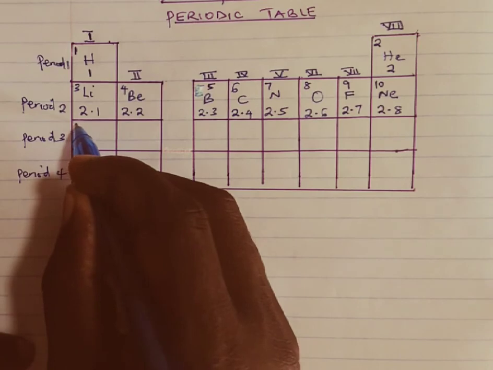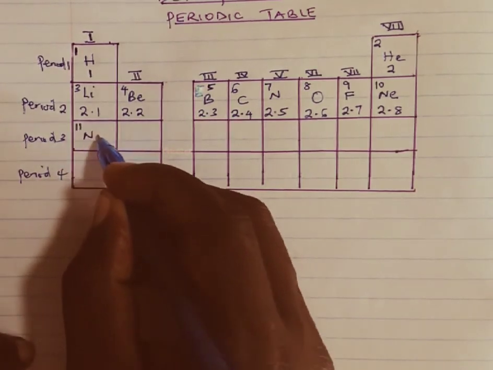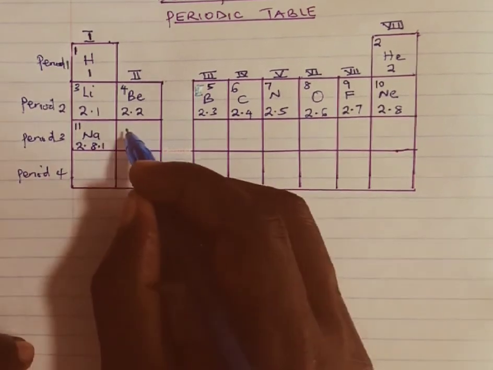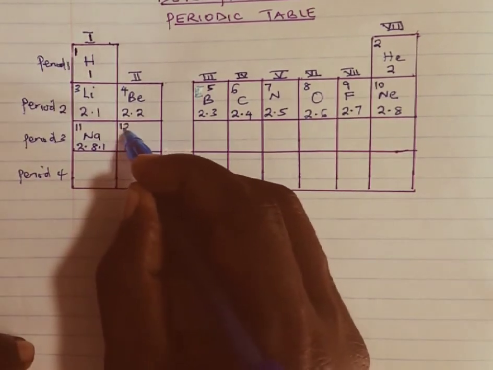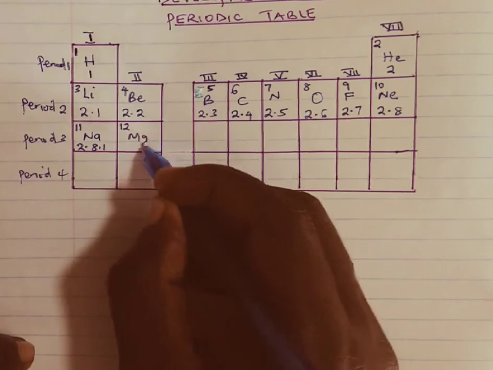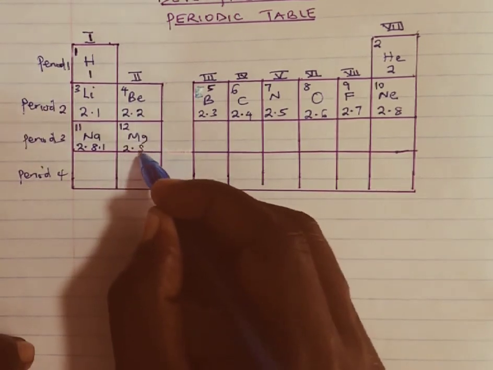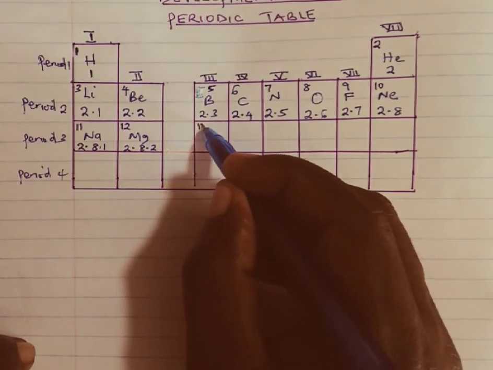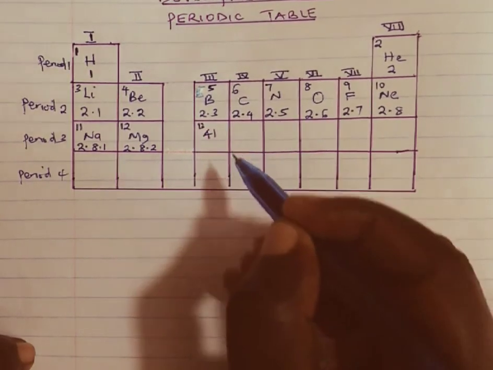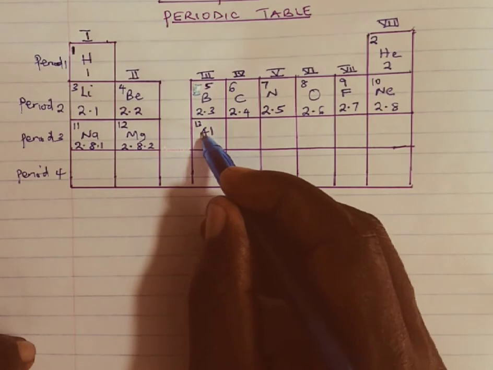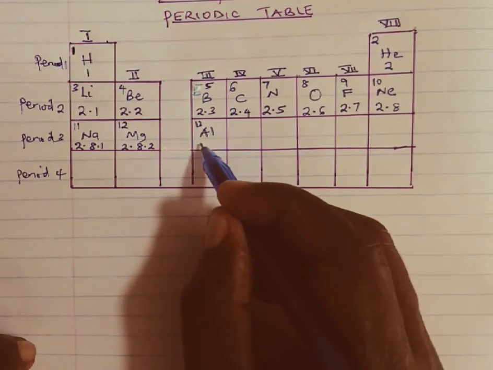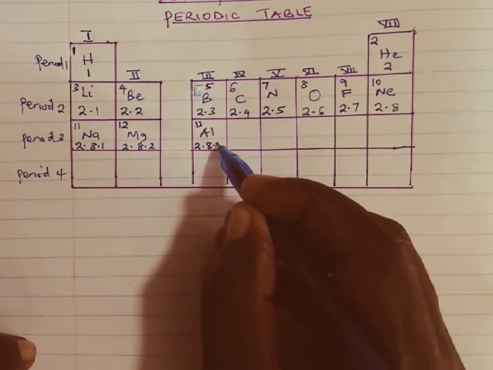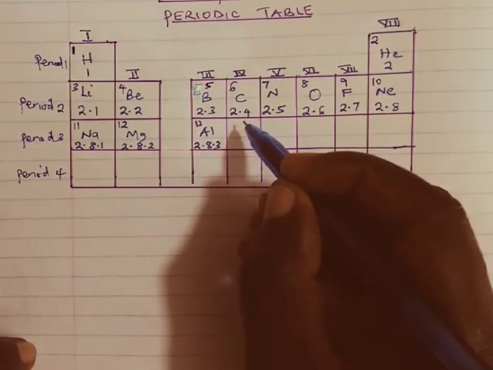Then we come to number 11, which is sodium with an electron arrangement of 2, 8, 1. We have number 12, which is magnesium with an electron arrangement of 2, 8, 2. Then we have number 13, which is aluminium. Aluminium, being in number 13, it has 13 electrons with an electron arrangement or electron configuration of 2, 8, 3.